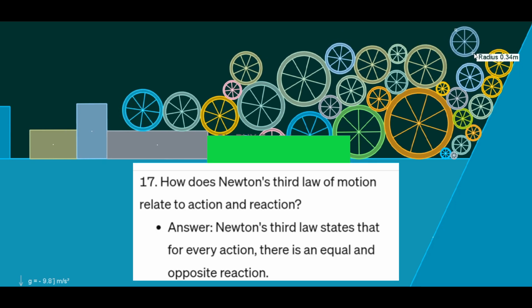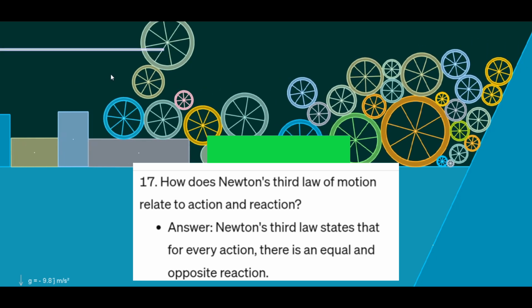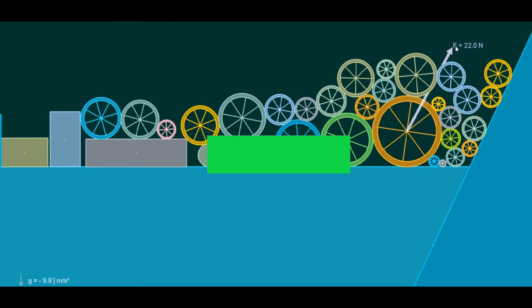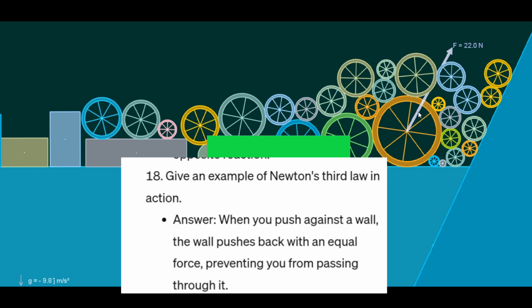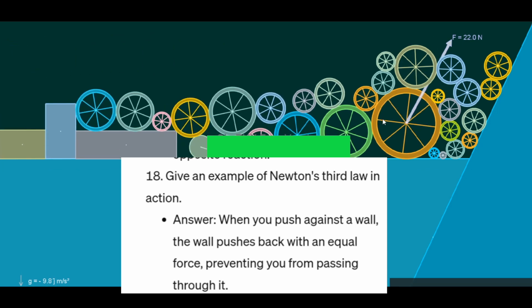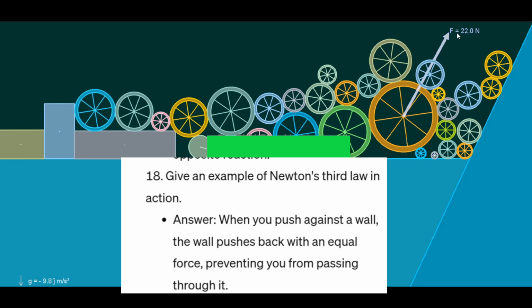How does Newton's third law of motion relate to action and reaction? Answer: Newton's third law states that for every action, there is an equal and opposite reaction. Give an example of Newton's third law in action. Answer: when you push against a wall, the wall pushes back with an equal force, preventing you from passing through it.